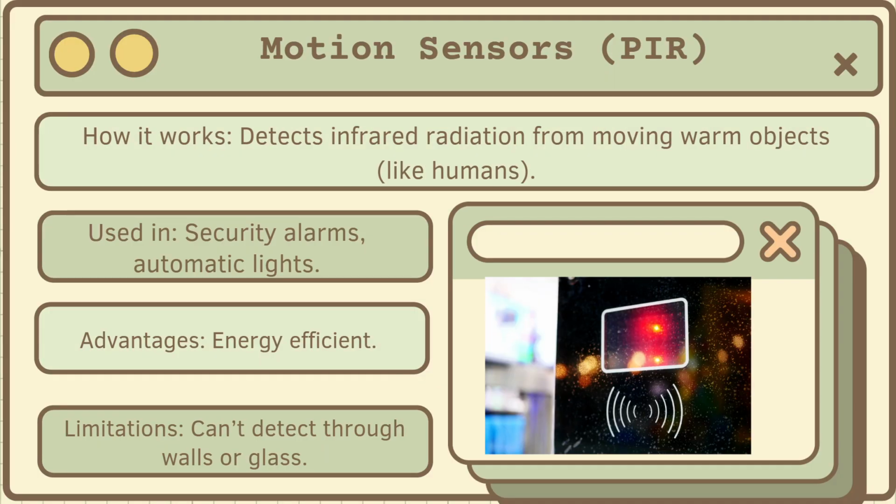The next one is motion sensors. It works by detecting infrared radiation from moving warm objects like humans. It is used in security alarms and automatic lights, and the advantage is that it is energy efficient. The limitation is that it can't detect through walls or glass. One example is when you enter a class and the light suddenly turns on. That's also one of the examples.